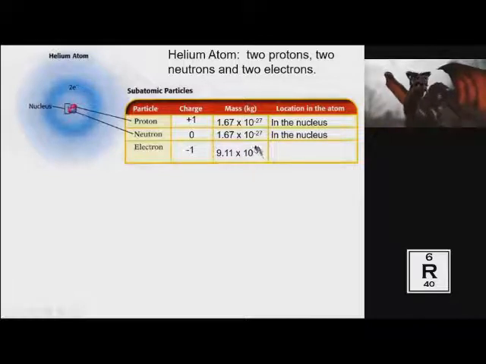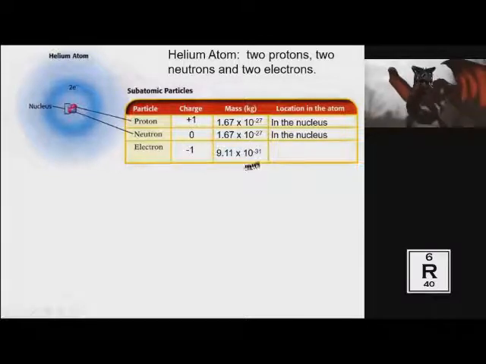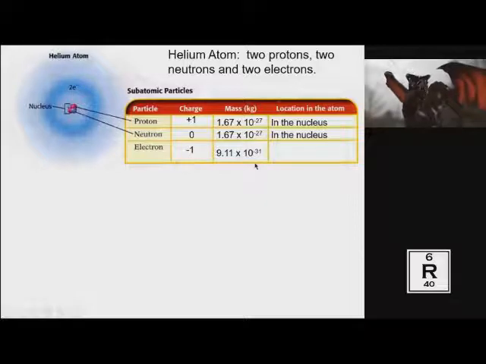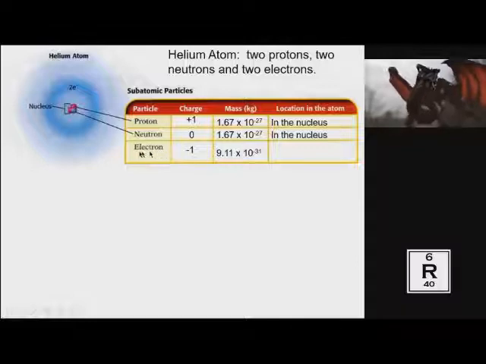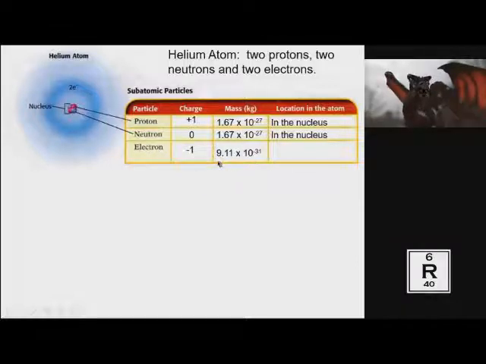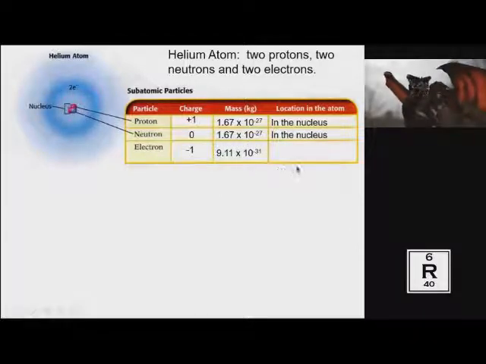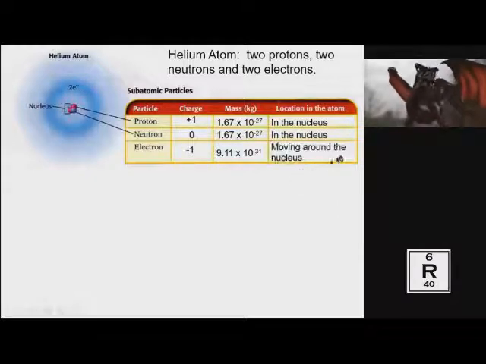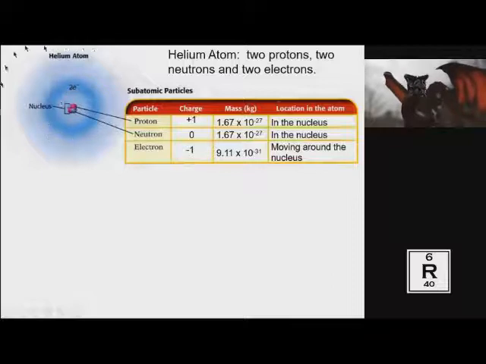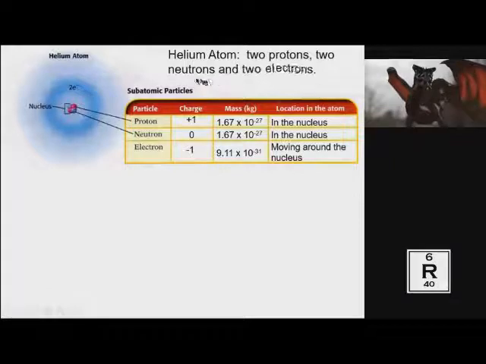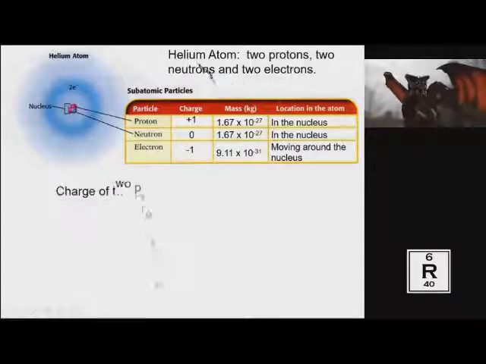So these guys are much smaller. When we talk about the mass of atoms and the mass of molecules, when we're calculating that, we usually just negate the electron because they're so small. You'd have to go out to a lot of significant figures to make the mass of the electrons important. And electrons are not found in the nucleus, but they are found moving around the nucleus. So they're on the outside and they're moving around. They're not stationary.